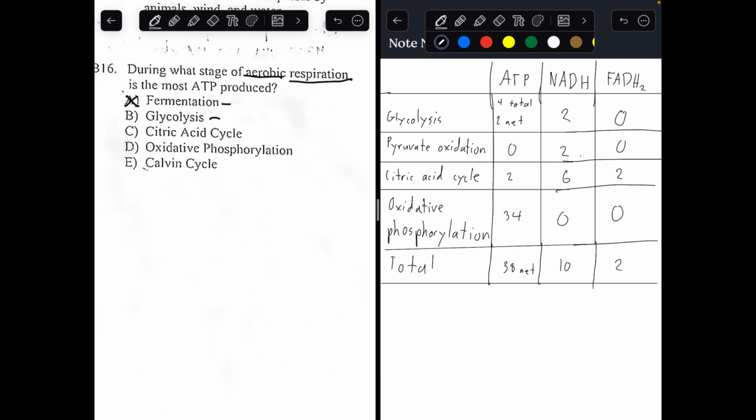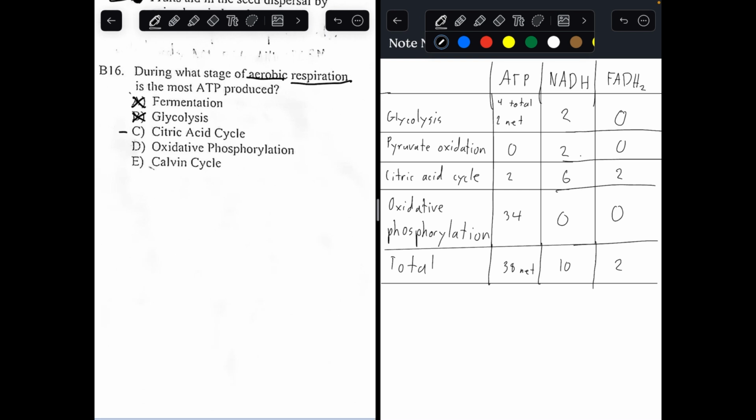Is glycolysis aerobic? Glycolysis, though it is a part of cellular respiration, does not require oxygen to occur. In fact, if you guys know this, fermentation actually is a repetition of glycolysis. It produces NAD+ to repeat glycolysis over and over again. What about the citric acid cycle? That is a part of cellular respiration. So we can leave it for now and look at the other option choices.